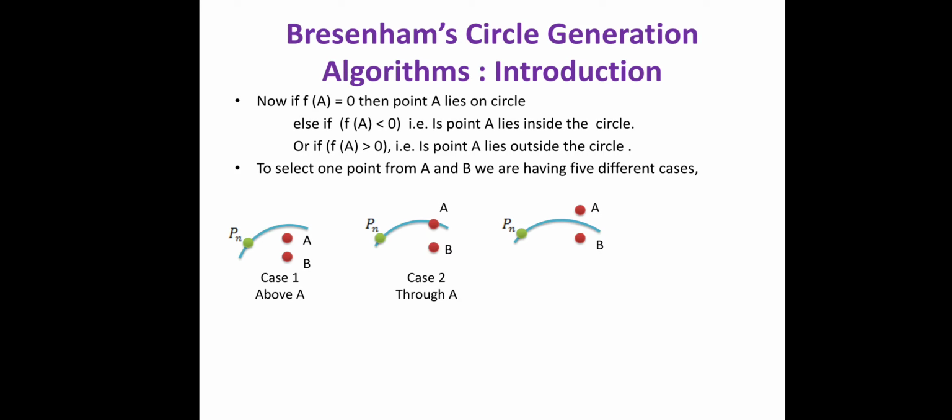So, how are we defining this inside and outside? Depending on this: whenever f of A is equal to 0, the point is on the circle. If f of A is less than 0, that point is inside the circle.